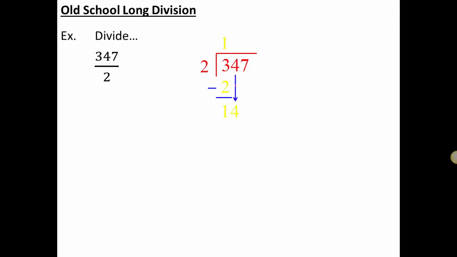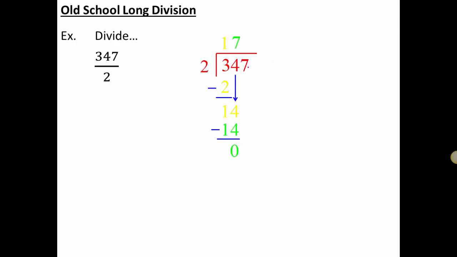Now let's move the 4 down, and instead of looking to see how many times the 2 goes into 3, now it's 2 into 14. 2 goes into 14 7 times. Multiply and subtract. This time I get 0. Doesn't really matter what numbers you get during the process. What matters is that you finish the process.